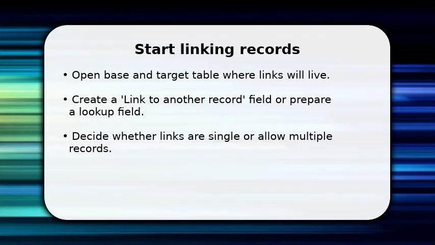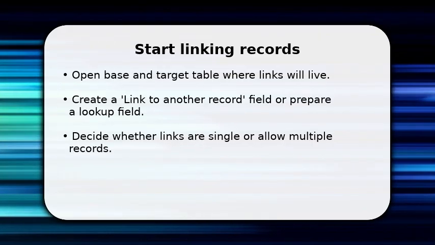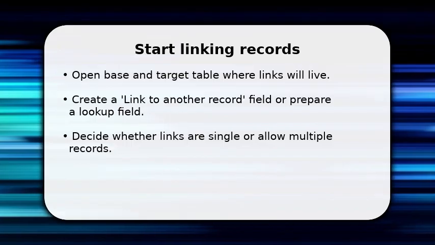You begin by opening the base and navigating to the table that will hold links. Create a link to another record field and choose the target table. This defines the relationship. Once created, decide if you need single or multiple links, single for one-to-one, multiple for one-to-many, because that affects record selection and workflow. Make sure to name the field clearly for later automations.